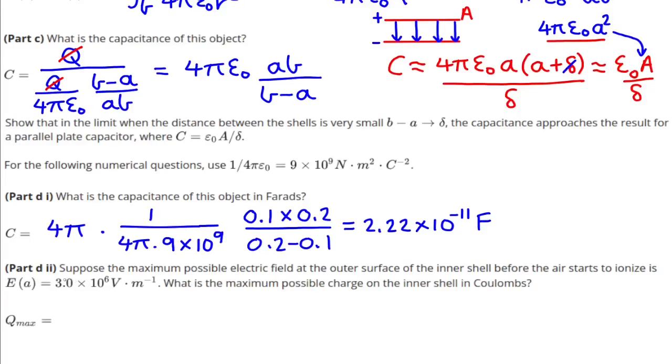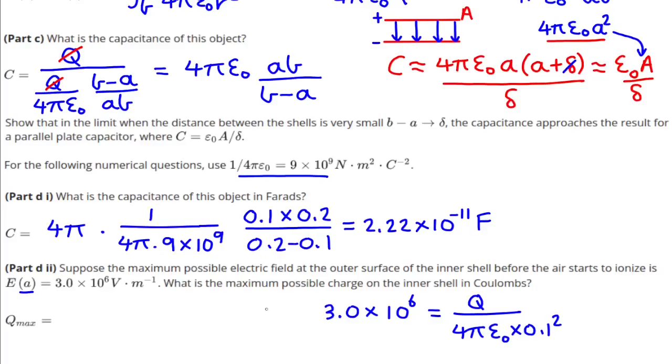Now suppose the maximum possible electric field at the outer surface of the inner shell before the air starts to ionize is 3 by 10 to the 6 volts per meter. What is the maximum possible charge on the inner shell in coulombs? We'll recall the electric field was the charge on 4 pi epsilon naught by r squared, and the radius of the inner shell is 0.1 meters. So setting the electric field to the value when the air starts to ionize, being 3.0 by 10 to the 6 volts per meter, and substituting for epsilon naught from this equation, we can get the maximum charge. So that's 3.33 by 10 to the minus 6 coulombs.